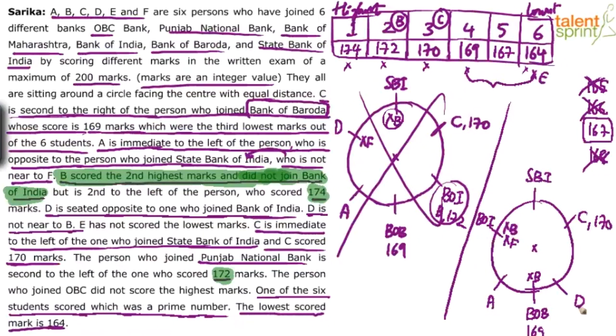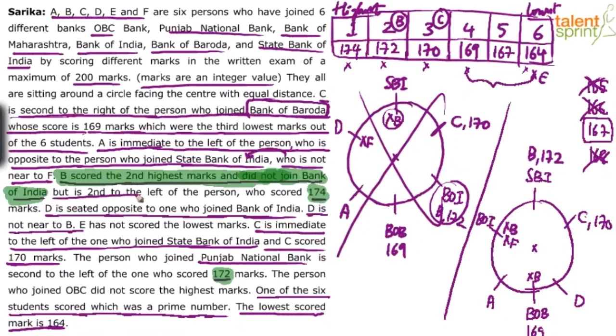See, this is A, D, C. B cannot come here. So B either goes for SBI or BOB. But we also know that B has scored 172 marks. And since this is 169, B cannot come here. So the fixed point is B comes here in SBI and he has scored 172. Done. Now we don't have to worry about the first case, only focus on the second case.